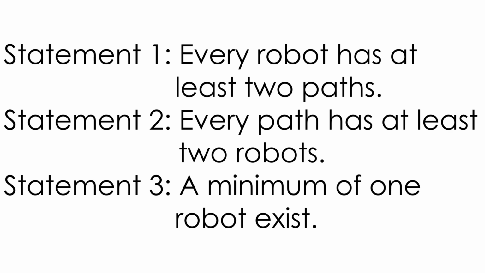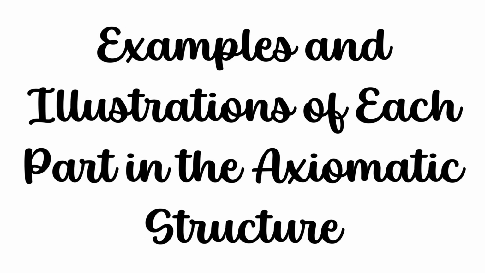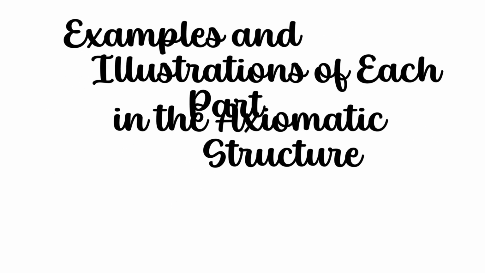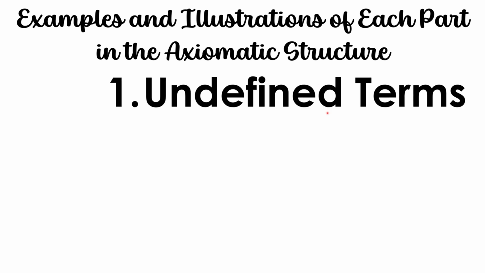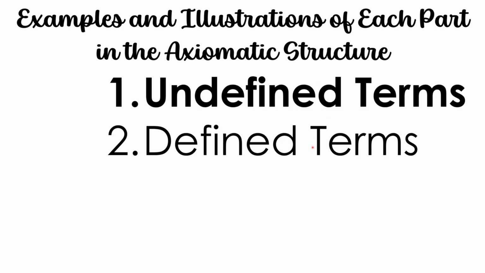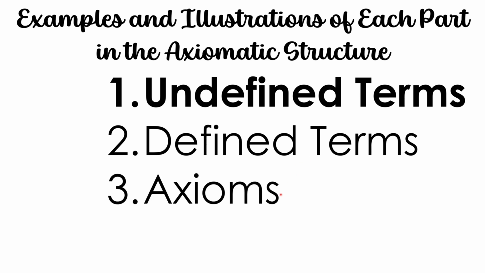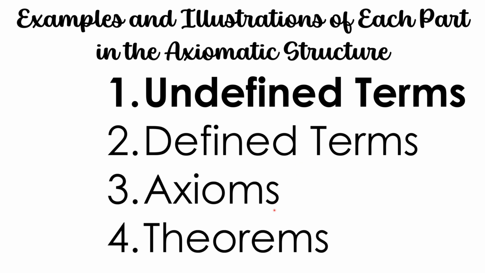Now let us have some examples and illustrations of each part in the axiomatic structure. There are four parts in the axiomatic structure. The first one is what we call the undefined terms. Second one is the defined terms. The third one is the axioms. And the last one are theorems. Now let us first discuss undefined terms.